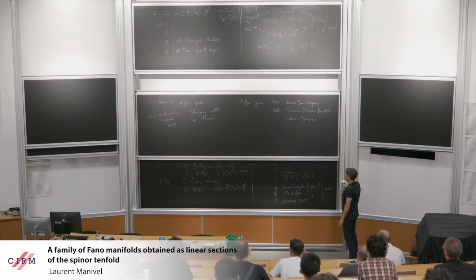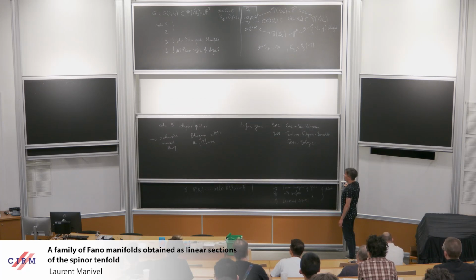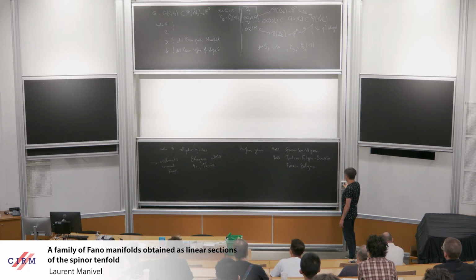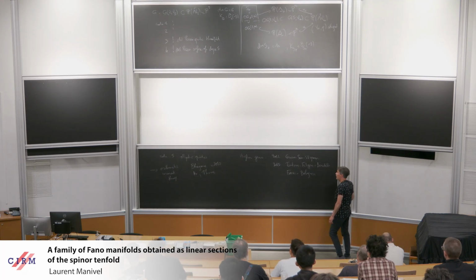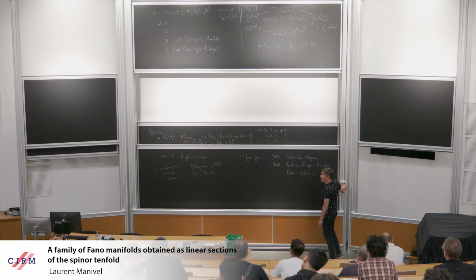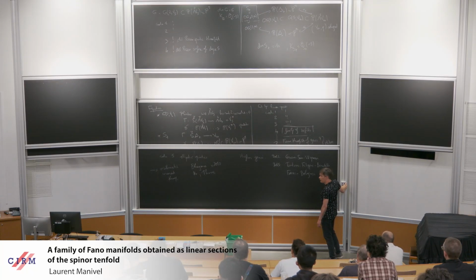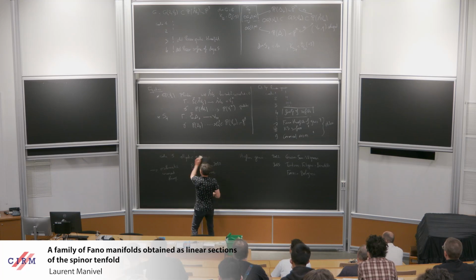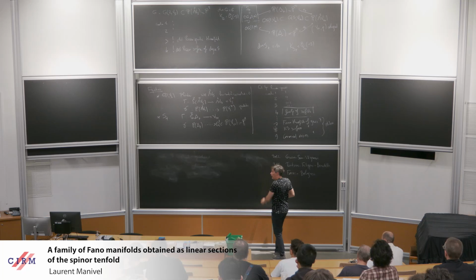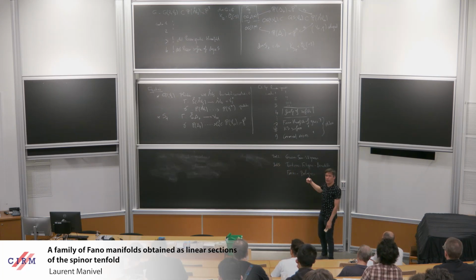So now let's discuss the low codimension sections. So in codimension 1, I'm interested in smooth sections. So in codimension 1, I need to avoid the projective dual of the spinor tenfold. And in fact, it turns out that the projective dual, that's a highly degenerate case. The projective dual is the other spinor tenfold. The two spinor representations are dual one to the other.